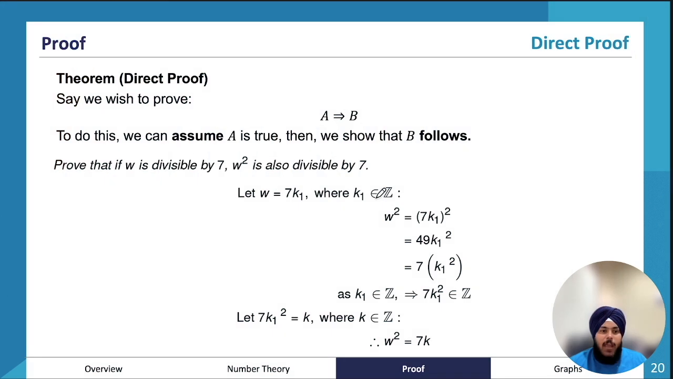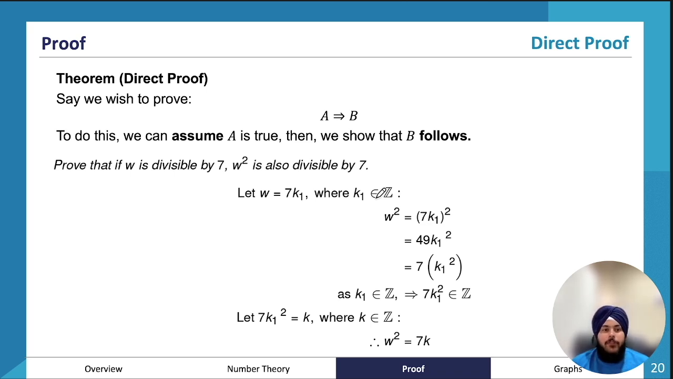So next we have different types of proofs. The first type of proof is the direct proof, probably the easiest proof that you will do. Basically, this involves assuming something is true and then showing that B follows.